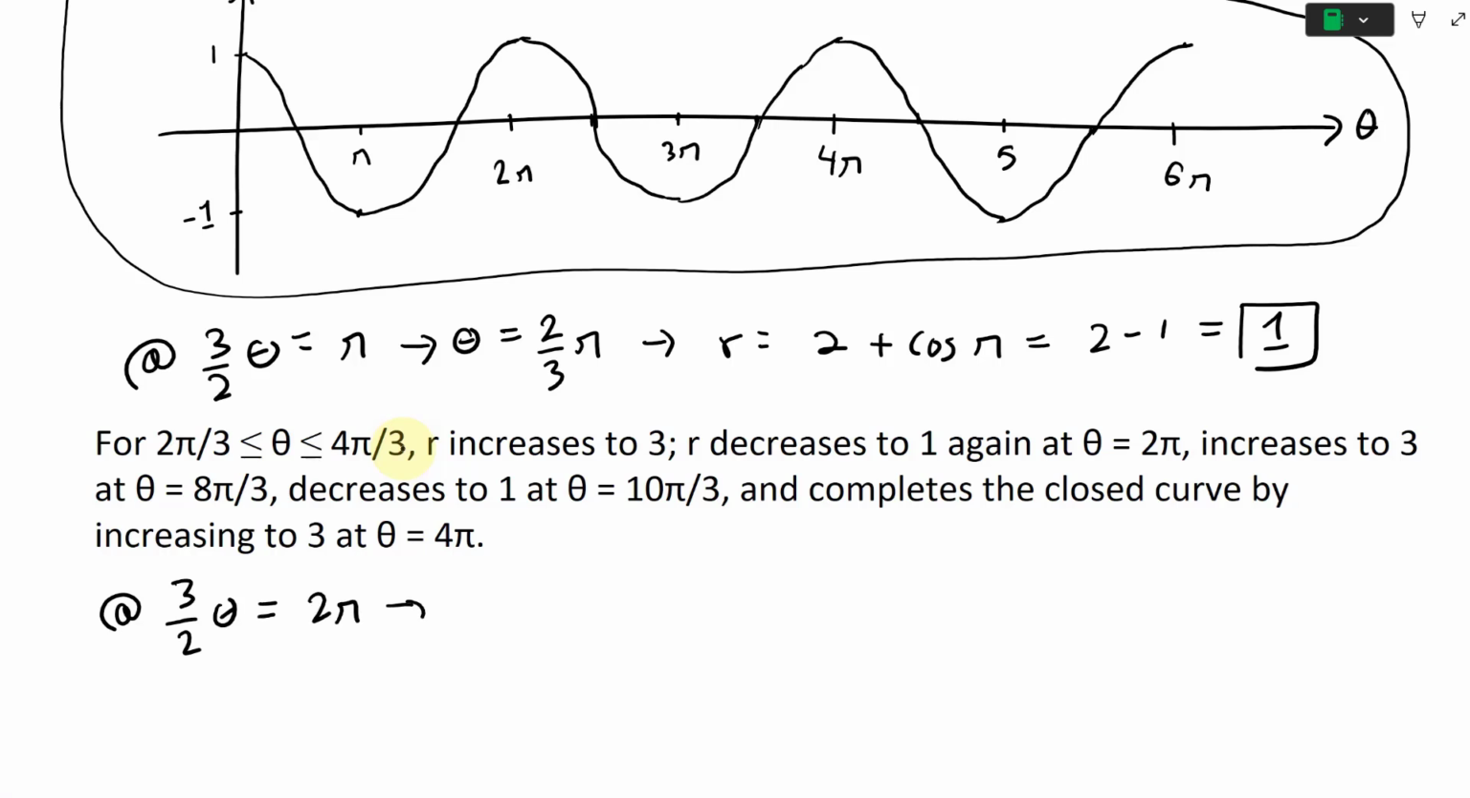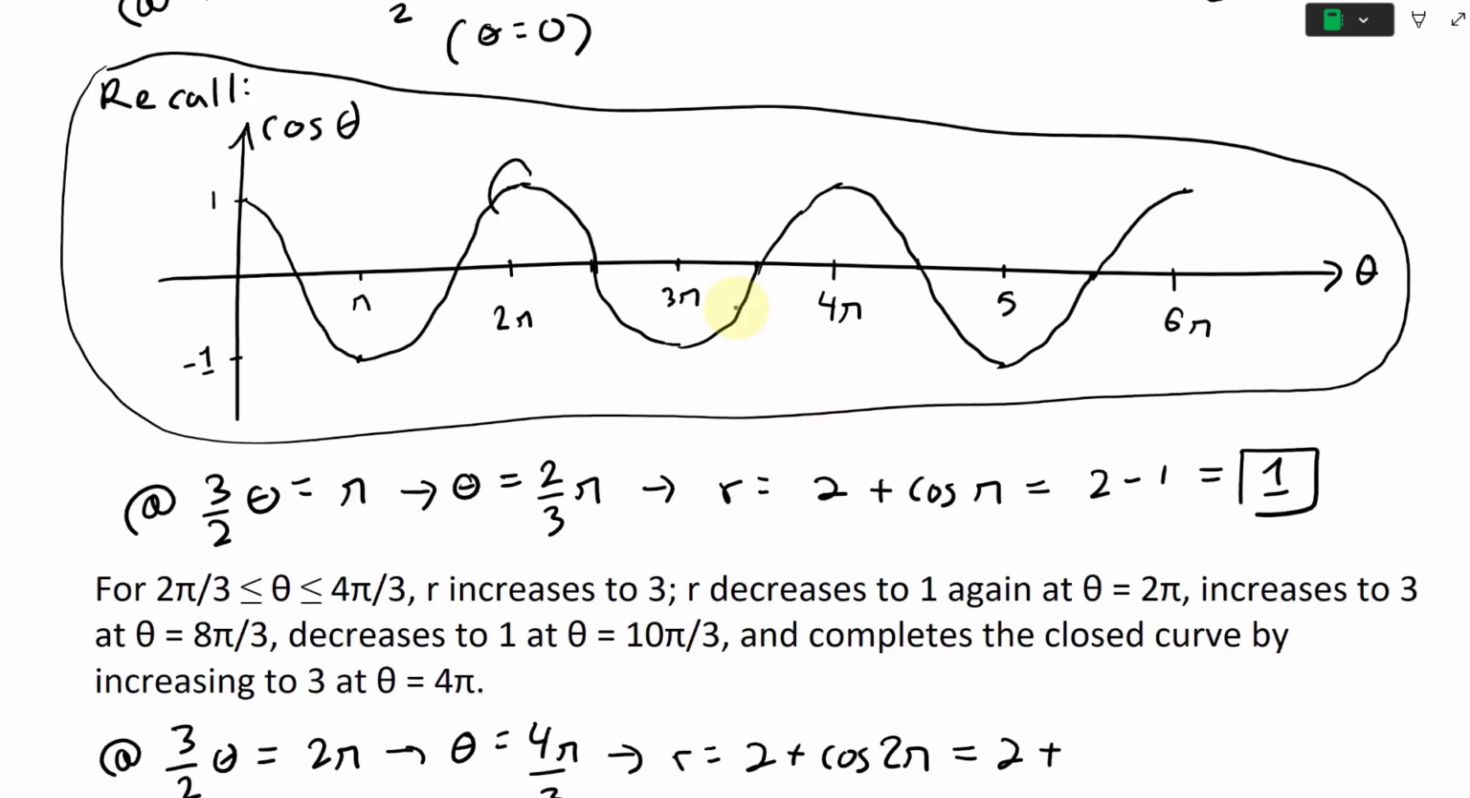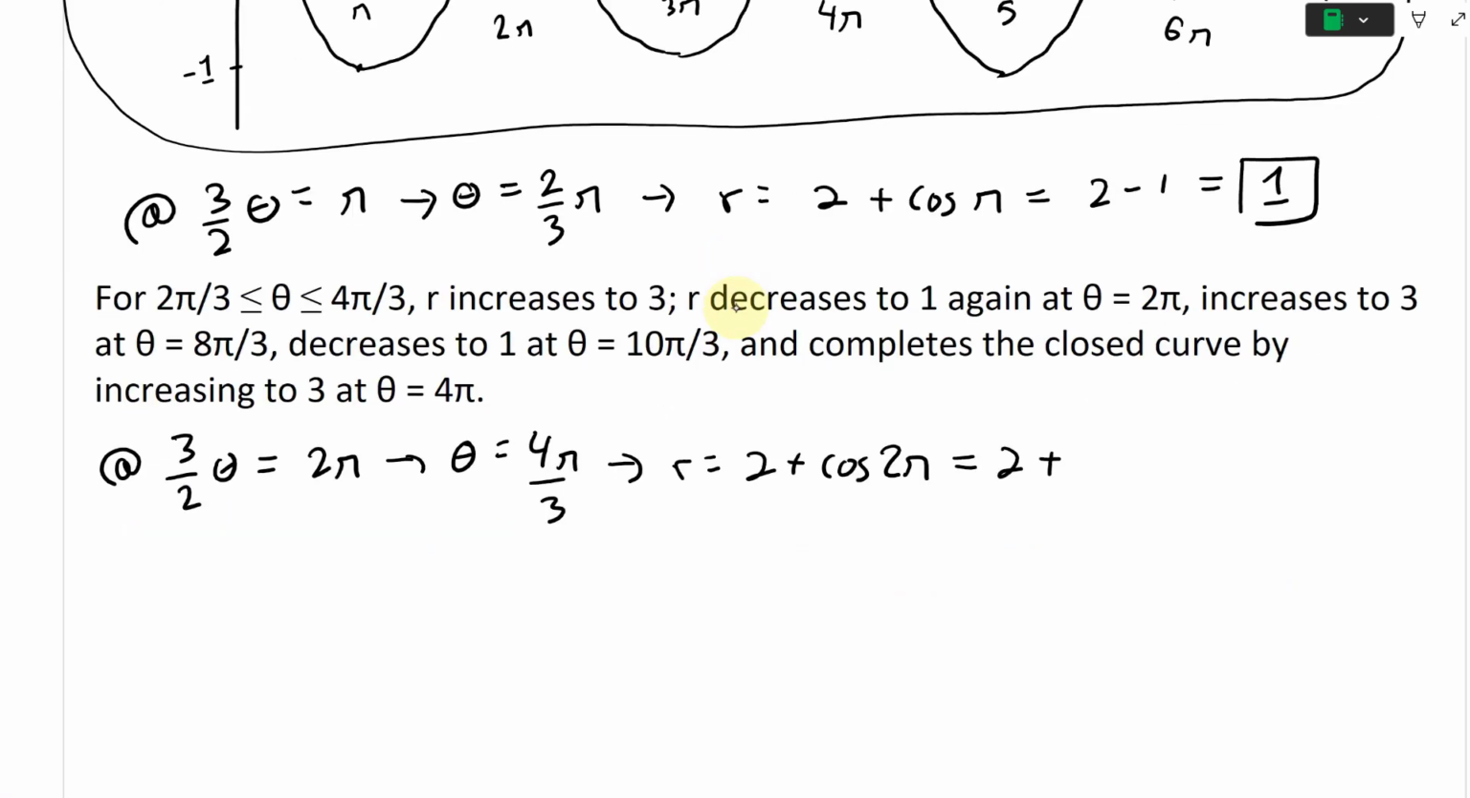In other words, we can solve for this one. Theta is equal to 4 pi, move the 2 over to the other side, 4 pi over 3. Hence why you get this number. And then what we end up having is r equal to 2 plus cosine 2 pi, which equals 2 plus 1. So we know this is just 3. So there it is. That's 2 pi. And you can see the idea. For completeness, I'm just going to go over all of them.